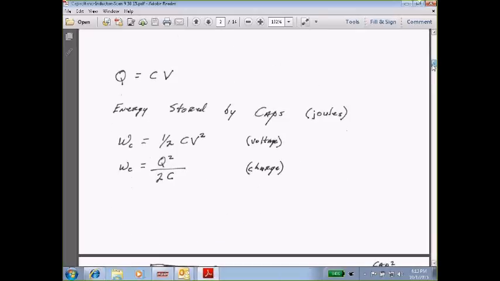Okay. The charge on a capacitor is equal to the capacitance value times the voltage. Now, the energy that is stored by a capacitor, measured in joules, is equal to 1/2 times the capacitance value times the voltage value squared. That's in terms of voltage. If we're in terms of the charge on the cap, then the energy stored is the charge on the cap squared divided by 2 times the capacitance value.